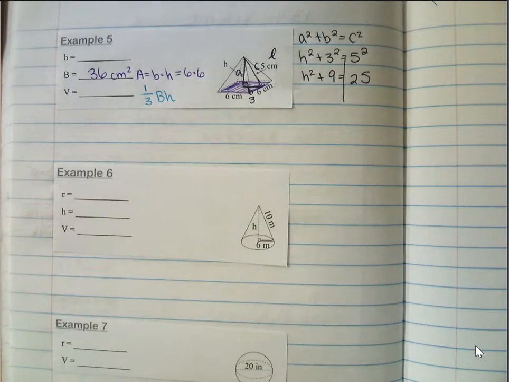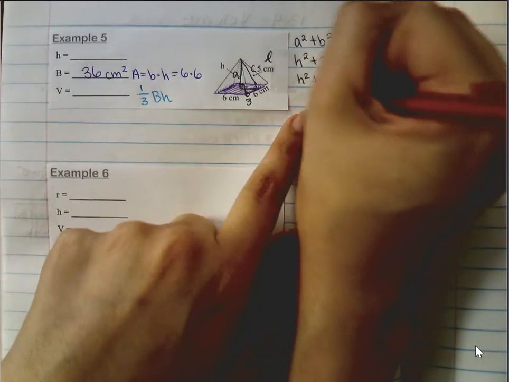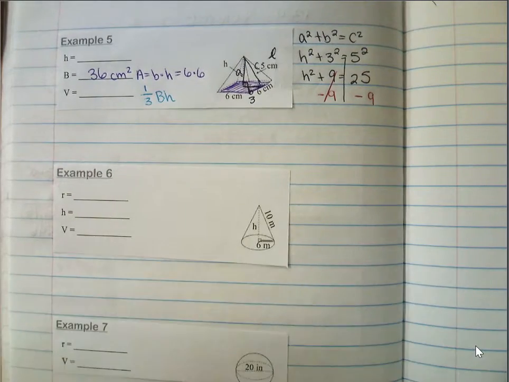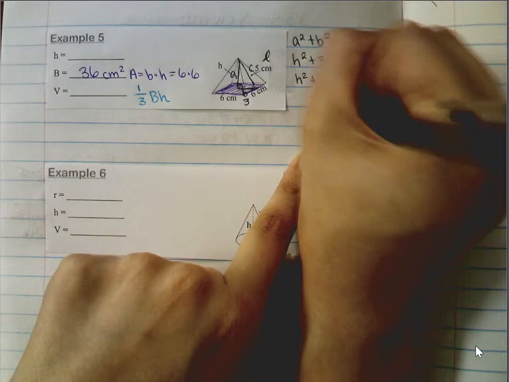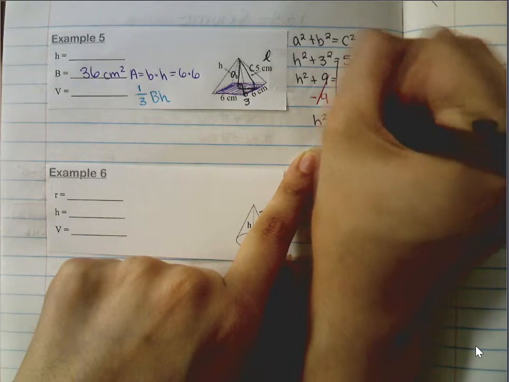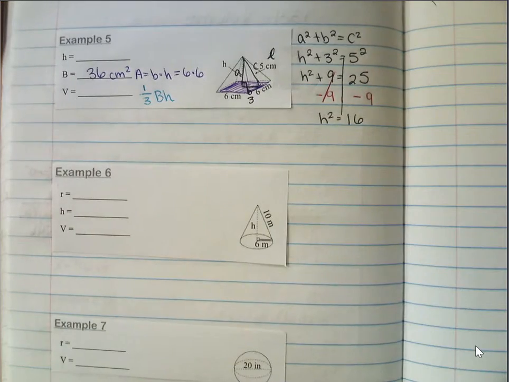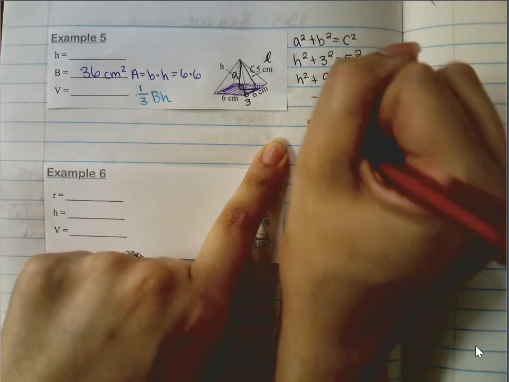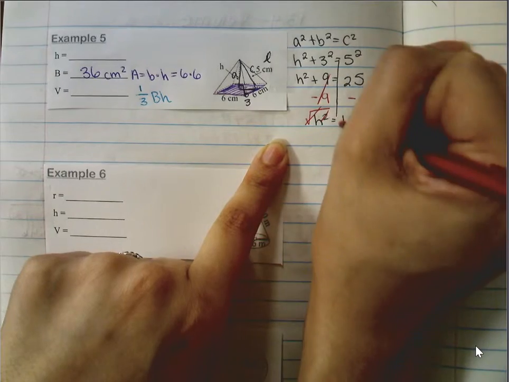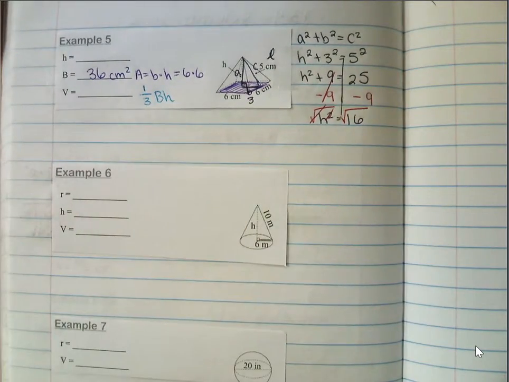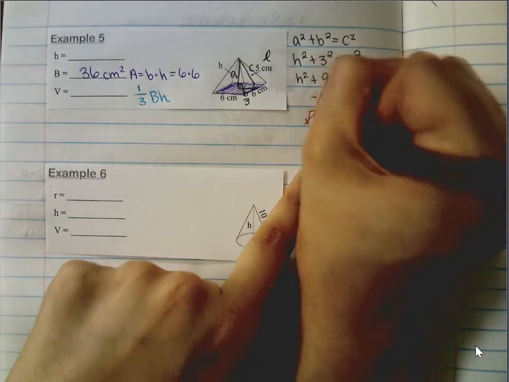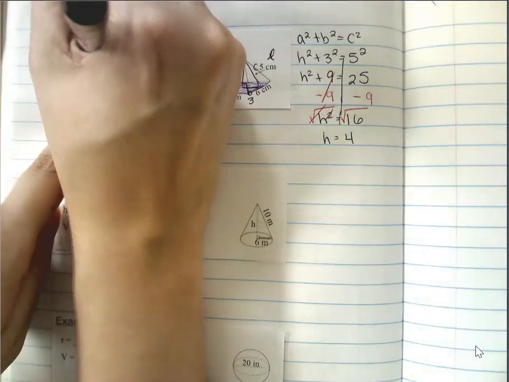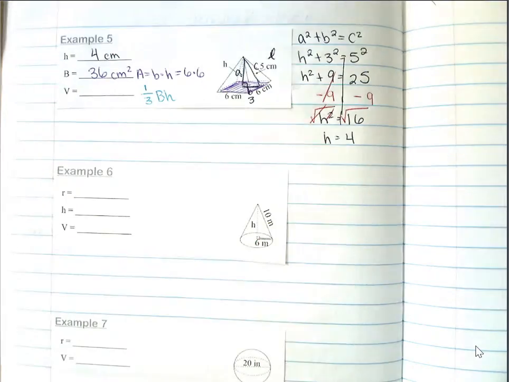I need H by itself, so I have to cancel that 9. Opposite of plus is minus. Do it on both sides. So now I have H squared equals 25 minus 9, which gives me 16. To get rid of that square, I have to take the square root. The square root cancels the square, and I have to do it on both sides. So now H is by itself, and the square root of 16 is 4. So my height for the pyramid is 4 centimeters.